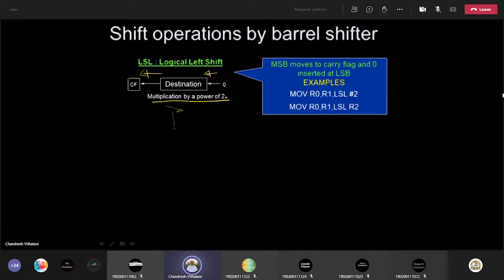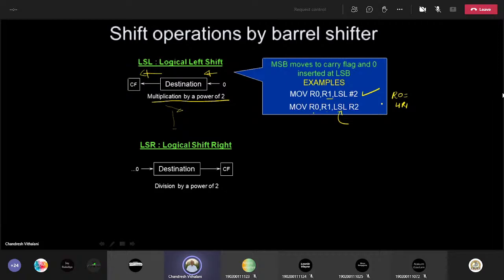So these are the examples. MOV R0, R1, LSL 2 will logically shift left the content of R1 by 2-bit positions. So essentially it will multiply R1 by 4 and transfer it to R0. After execution of this instruction, R0 is equal to 4 times R1. And this other instruction means it will logically shift left the content of R1 by the bit positions specified in R2, and then it is transferred to R0. So logical shifting you can add along with the instructions. That is the beauty of ARM architecture.